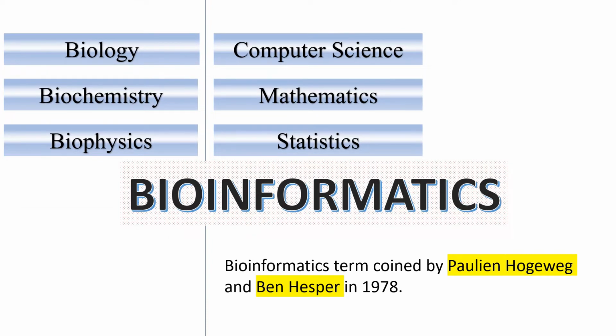As you can see on the left hand side, biology, biochemistry and biophysics are life sciences subjects, and on the right hand side there are subjects which are not from life sciences. But when we combine the knowledge and methods of these subjects, a new science branch originates, known as bioinformatics. That's why bioinformatics is called an interdisciplinary field. The term bioinformatics was coined by Paulien Hogeweg and Ben Hesper in 1978.